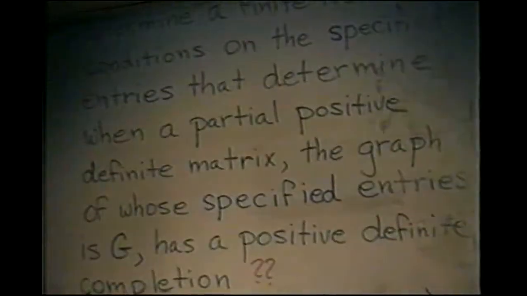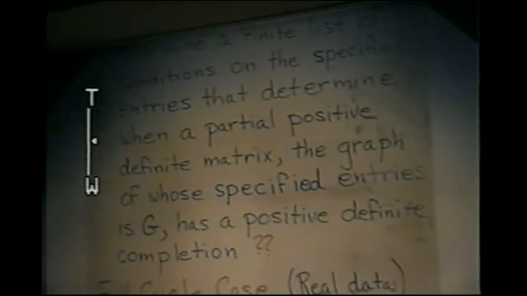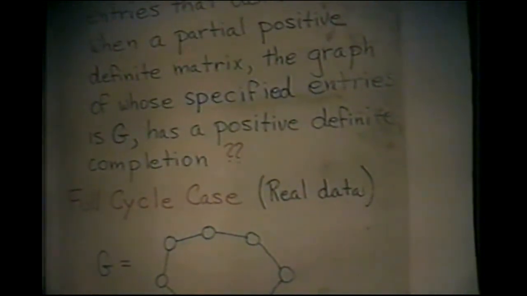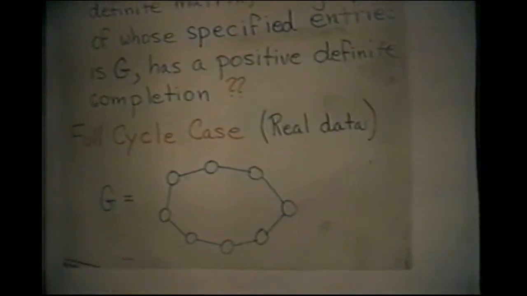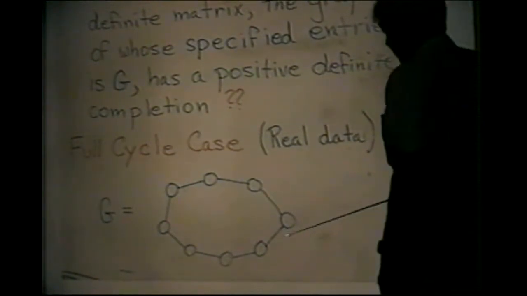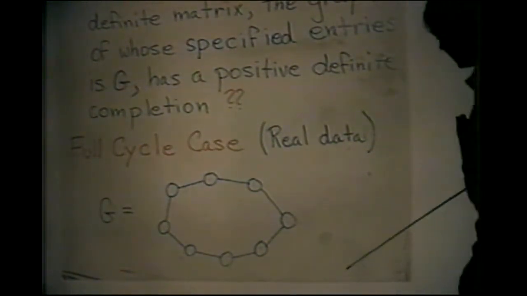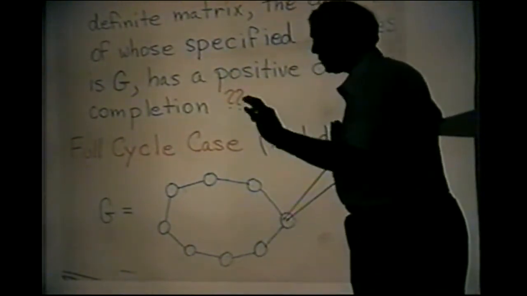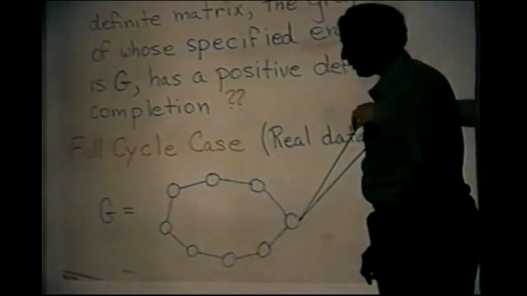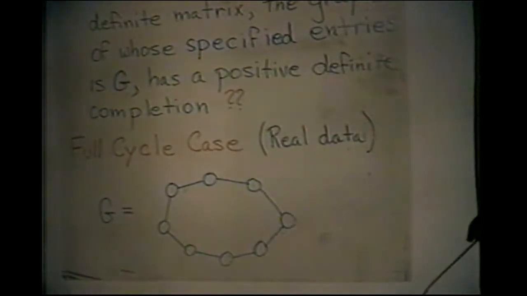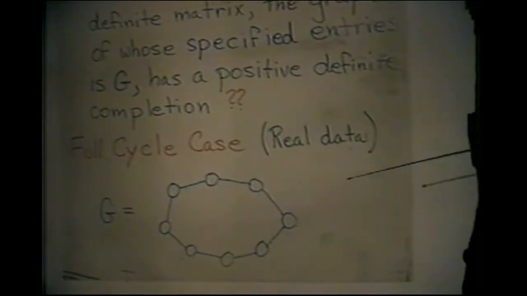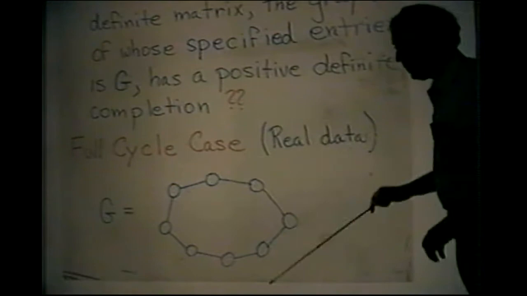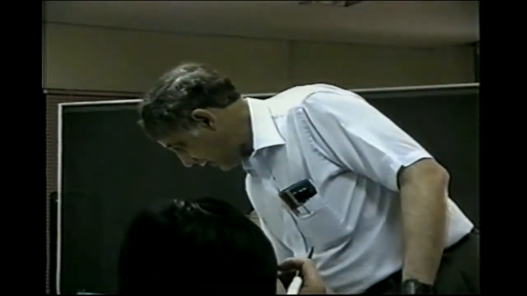Now, our general theory that I mentioned at the beginning says there is a finite list of conditions for any graph because positive definiteness is certainly a real polynomial describable condition. But that doesn't mean that it's easy to say what the conditions are. In fact, in general, it's not easy to say what the conditions are. So what I'd like to do now is describe what happens in the case when the graph is about as non-chordal as possible, namely one long cycle. Okay? This is clearly not a chordal graph anymore. It's very much non-chordal. And for the moment, I'll just talk about the case of real data. So I've got a full cycle, real data, and partial positive definite.